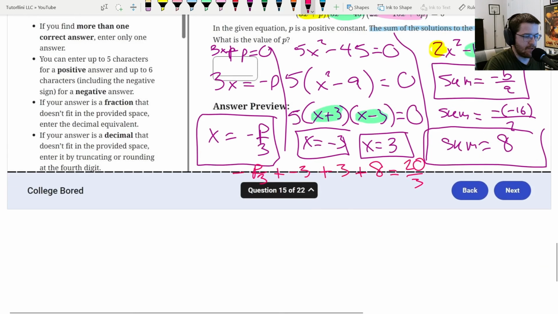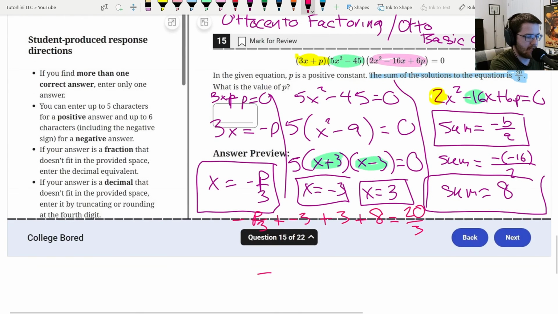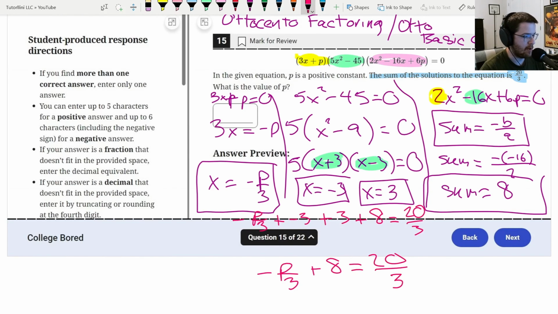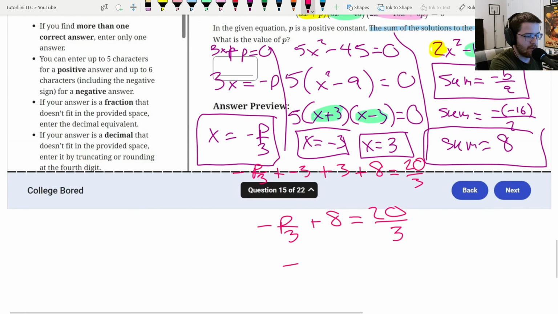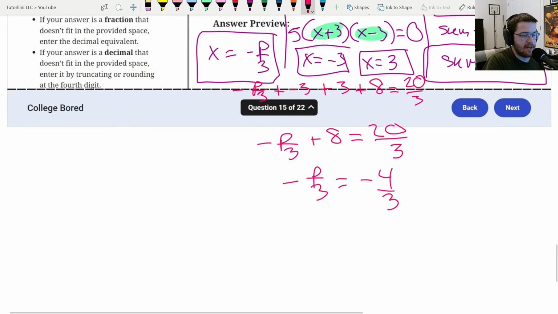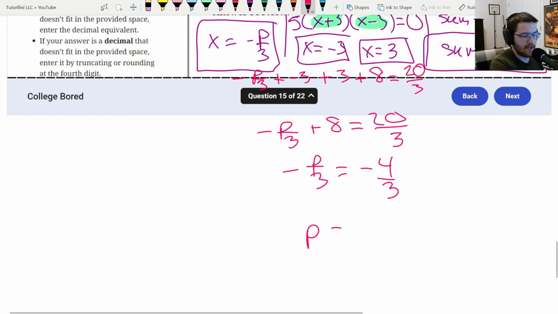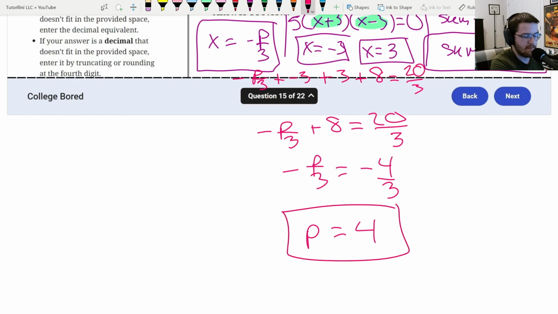And let's see what that is. So the negative 3's go away. So again, negative p over 3 plus 8 equals 20 over 3. You could clear the denominator, but this is such a small amount of work, it doesn't matter. So subtract 8 from both sides. 20 over 3 minus 8 is negative 4 over 3. So we get negative p over 3 equals negative 4 over 3. If I multiply both sides by negative 3, I get p equals positive 4.